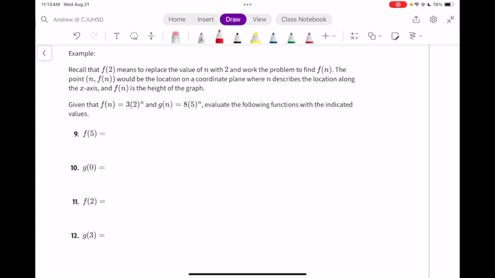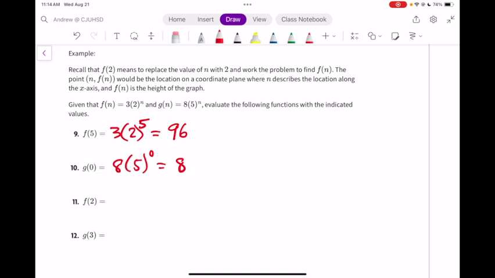So f of 5 means to do 3 times 2 to the 5th power. What's 3 times 2 to the 5th power? The answer is 96. Okay, g of 0. So do 8 times 5 to the 0 power. And that is actually going to be 8.